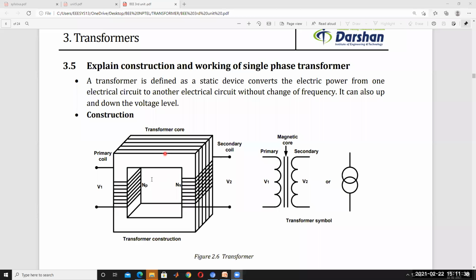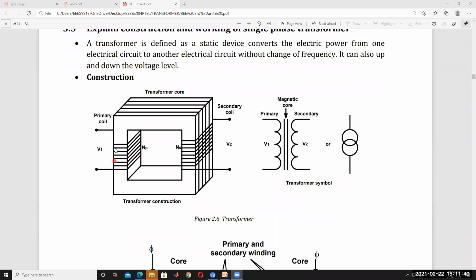So this is called one winding. If you connect the power supply here, this is called the primary winding. If you connect the load on the secondary side, it is called the secondary winding. The primary and secondary are based on the connections of the supply. Based on supply and based on load, we can say that this is the primary and this is the secondary.